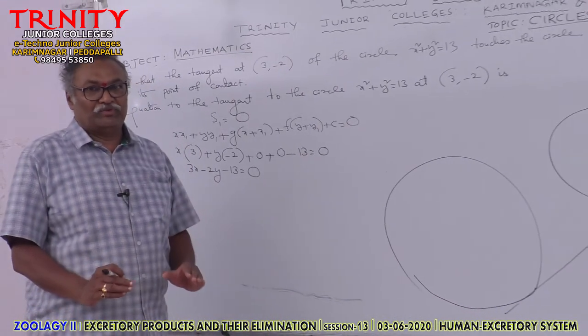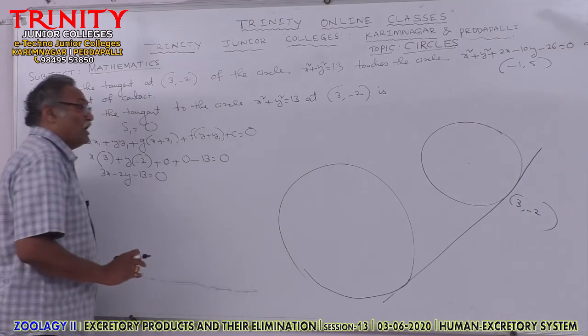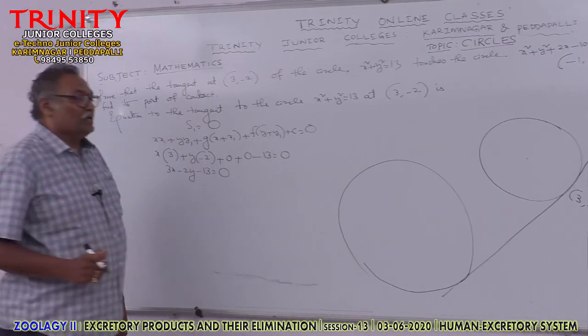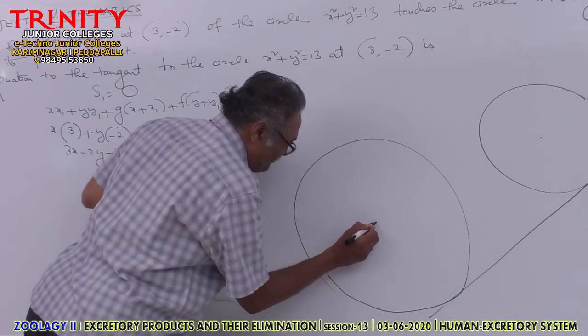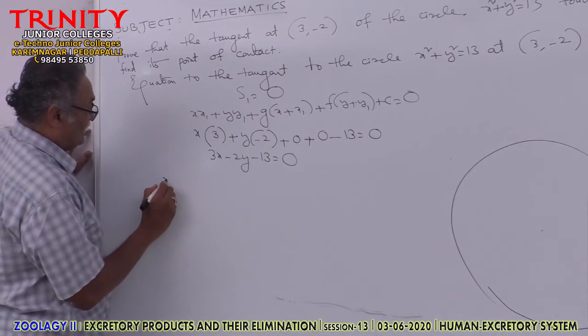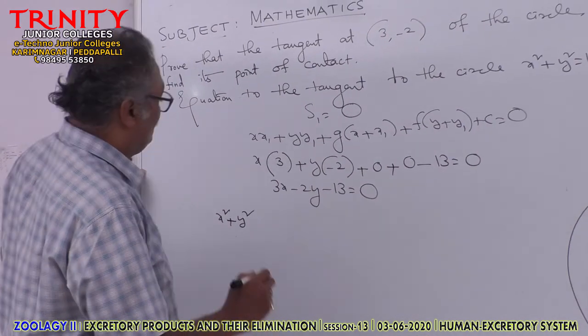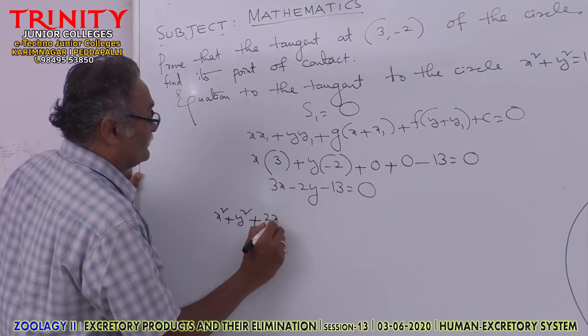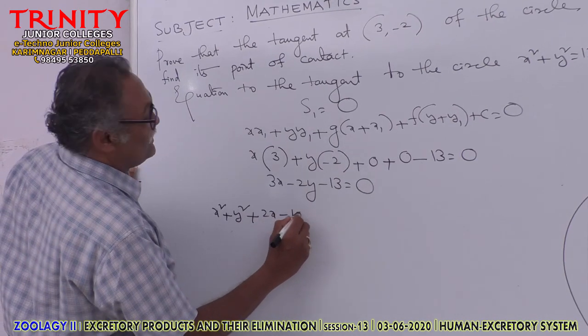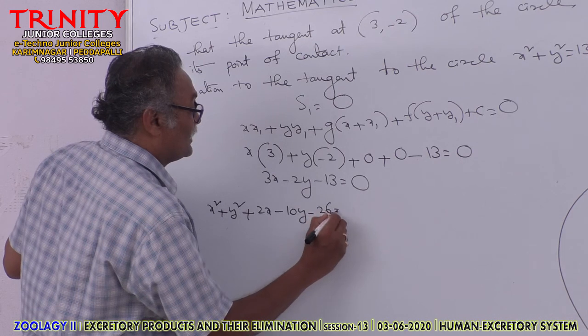We have to prove that this line is touching this circle. How to apply that? Now, the center of the second circle: the equation of the second circle is x square plus y square plus 2x minus 10y minus 26 is equal to 0.